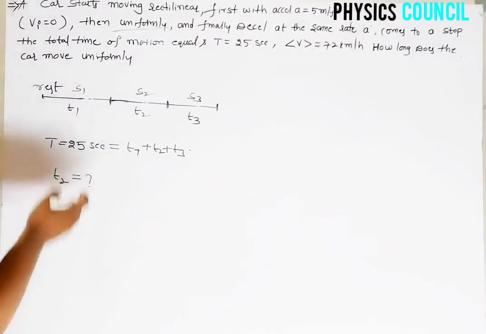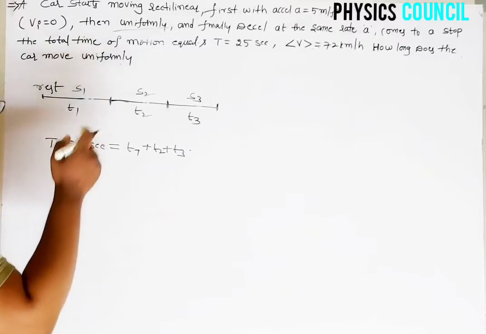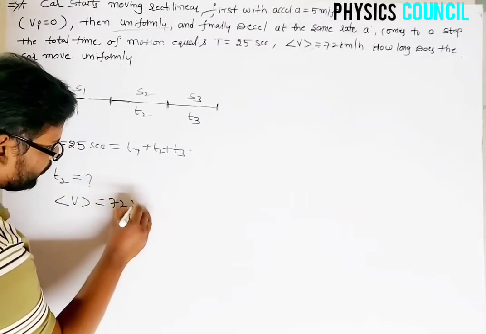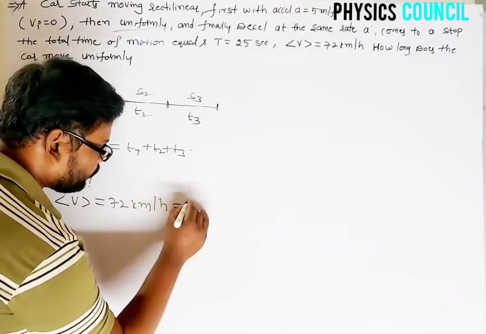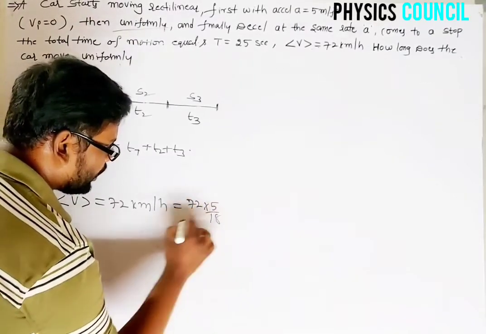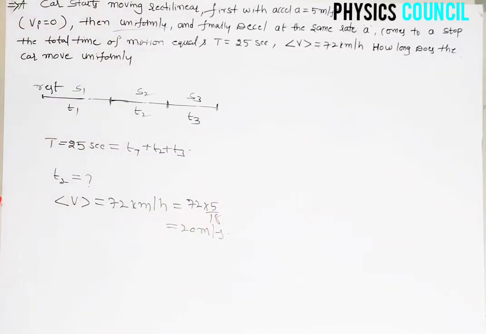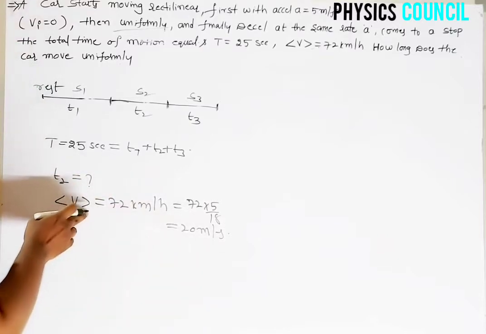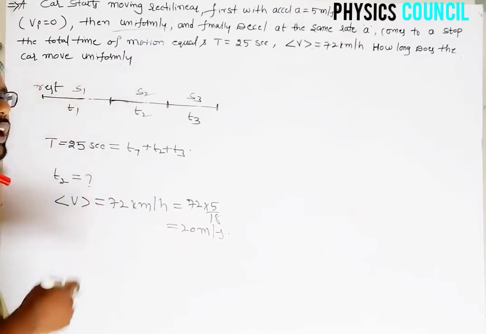One more thing, they have given in the question the average velocity of the car during the motion, that is v equals 72 kilometers per hour. That means 72 into 5 by 18, that equals 20 meter per second.